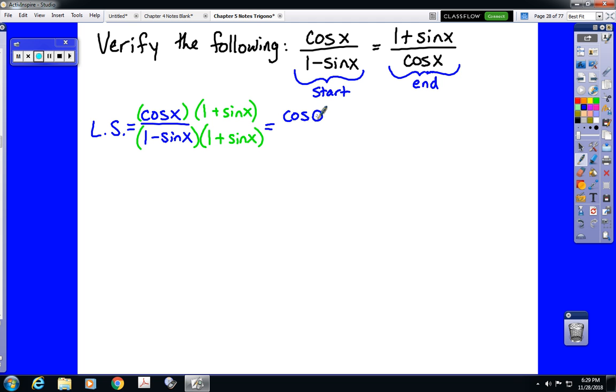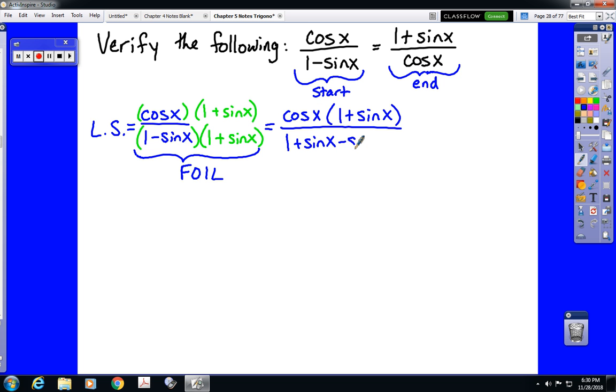I'm going to leave the cosine out front, and again I tried to change it to theta. So cosine x times 1 plus sine x. But I am going to FOIL, multiply out this expression here. So that would be 1 times 1, which is 1. 1 times sine, which is sine x. Negative sine times 1 is negative sine x. And negative sine times positive sine, which is negative sine squared x.